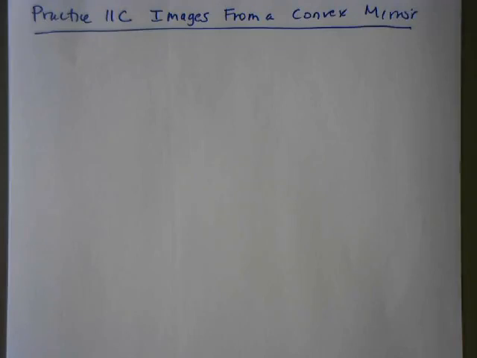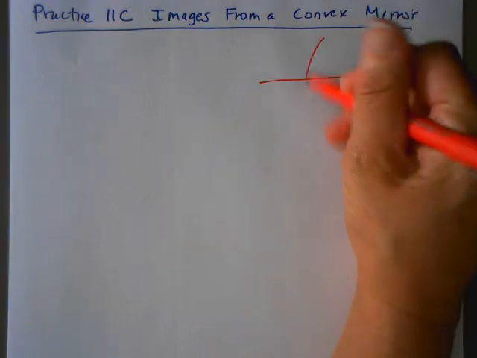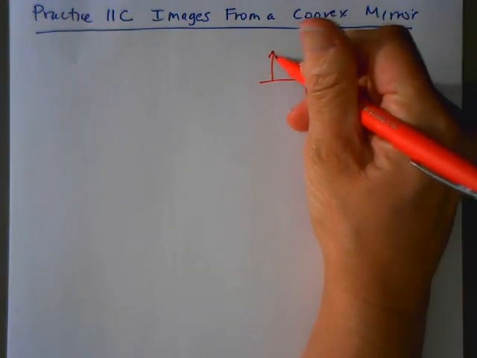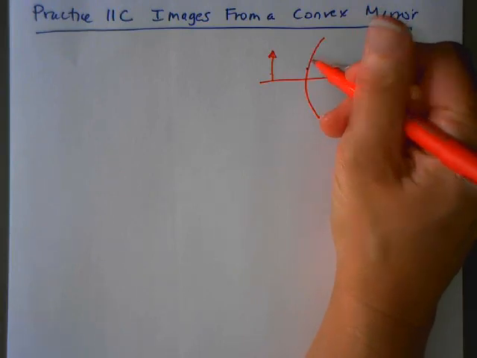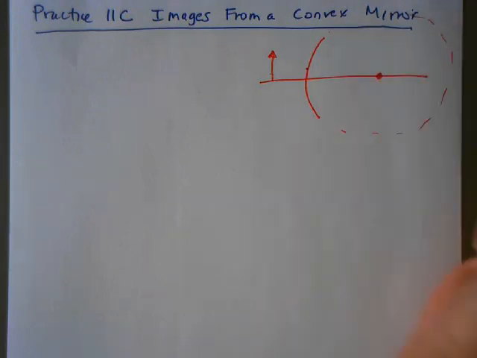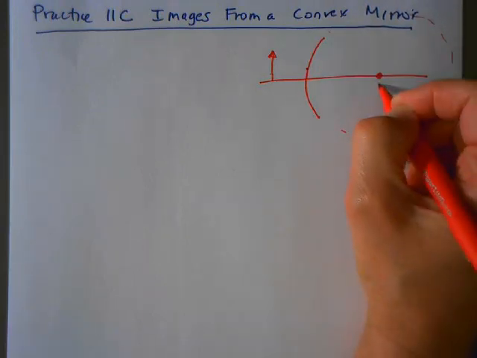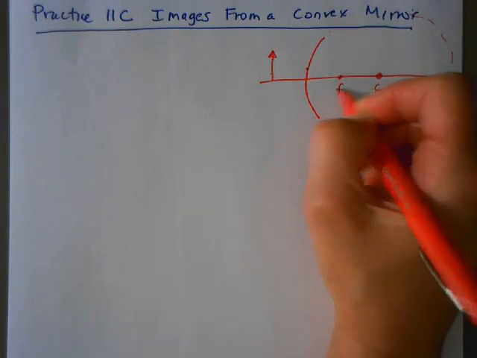Okay, now we're going to practice doing problems where we're doing images from convex mirrors. So first of all, our frame of reference is different. When we have our principal axis, and this is our object in front of the convex mirror, if I was to make a circle, remember this is the center of curvature, radius of curvature, and I can call this C or R. And my focal length is half of that.